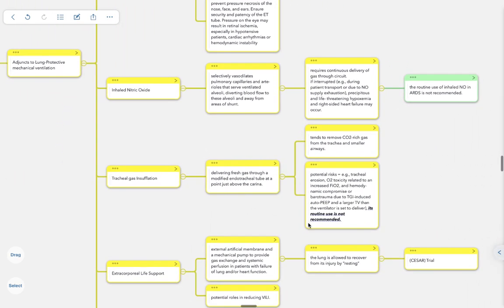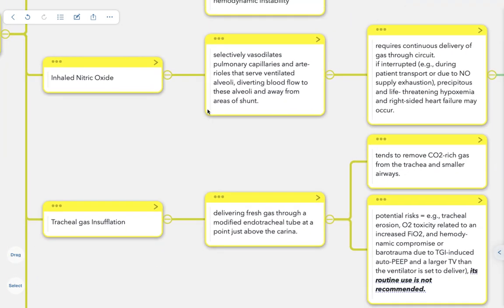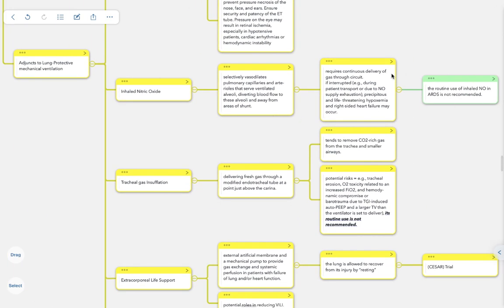Then we come to inhaled nitric oxide. Now, inhaled nitric oxide selectively vasodilates pulmonary capillaries and arterioles that serve the ventilated alveoli, diverting the blood flow to these alveoli and away from areas of shunt. So, theoretically, it can help. But then, the disadvantage is that you need continuous delivery of this gas through the circuit, even if for some time it is interrupted, like during patient transport or due to supply exhaustion. Precipitous and life-threatening hypoxemia and right-sided heart failure may occur. So therefore, the routine use of inhaled nitric oxide is also not recommended.